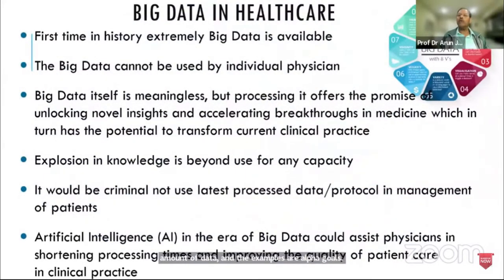what is more important now is, really because of the EMRs and EHRs and everything, big data is available. First time it's an extremely big data algorithm. Data is coming from various sources, and this data is going to be useless. But at the same time, there is so much knowledge in it that it would be criminal not to use it. And that's why we require AI for identifying this data.